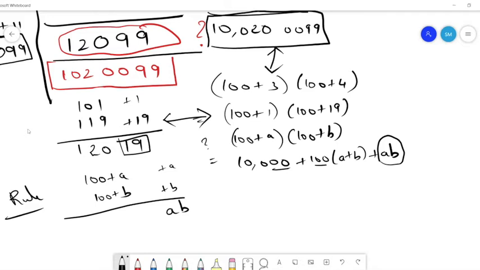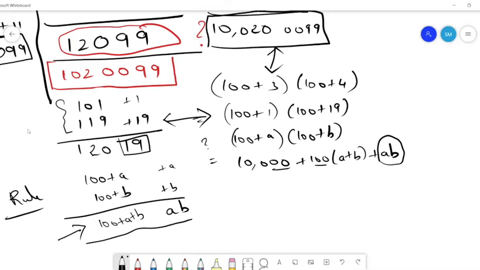What was the single addition we did in this case? A plus B, right? So in the hundreds place we added and put A plus B. So what would come here? Basically, what we are trying to do is 100 plus A plus B. 100 plus A plus B.